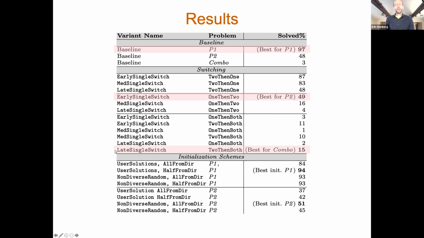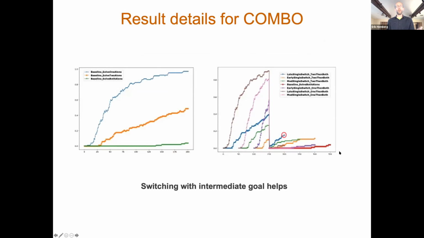And when we try to solve both, we start with problem two first and then try to solve problem two and problem one. When you do that later on, that gives the best performance. So if you look at it a bit more, what happens during the run for one of them, we're just going to look at the details for the combo problem, as in when we're trying to solve problem one and problem two at the same time.